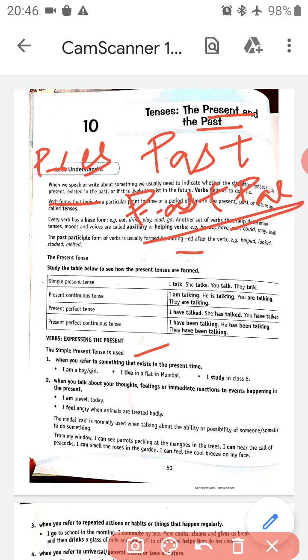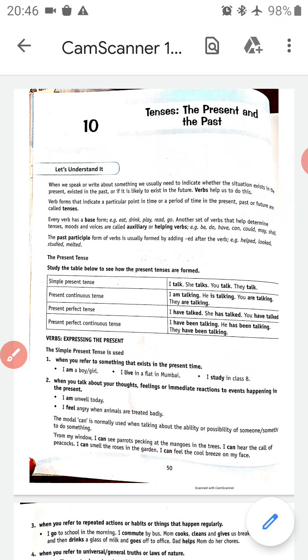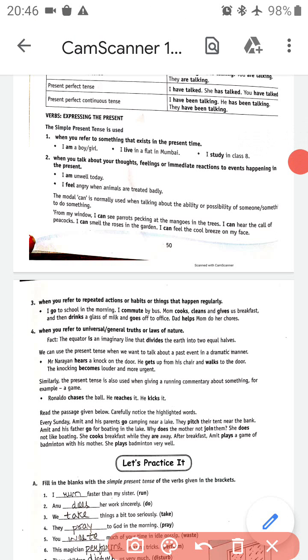The simple present tense is used when you refer to something that exists in present time. When we talk about something in present time, we use simple present tense. When you talk about your thought, feeling, or immediate reaction to events happening in the present, in that case also we use our simple present tense. And where else do we use our simple present tense? When you refer to repeated actions or habits or things that happen regularly. When you talk about actions which occur repeatedly, or habits which are repeated, or things which happen regularly, in that case also we use our simple present tense.